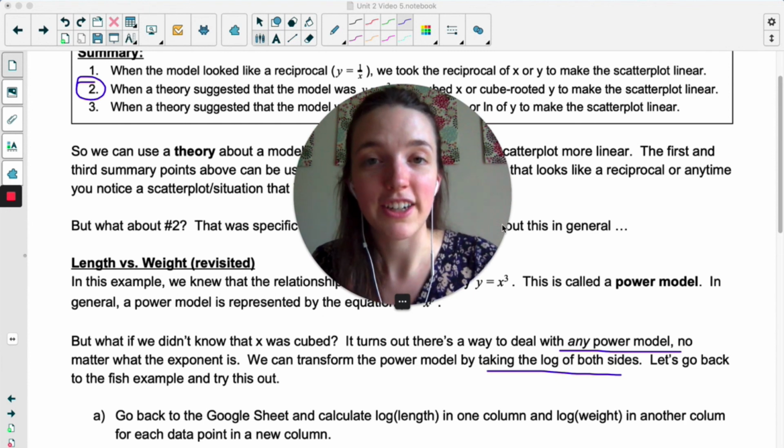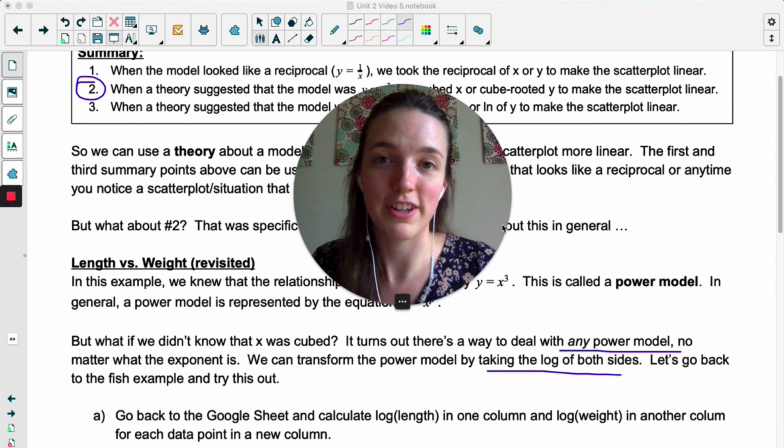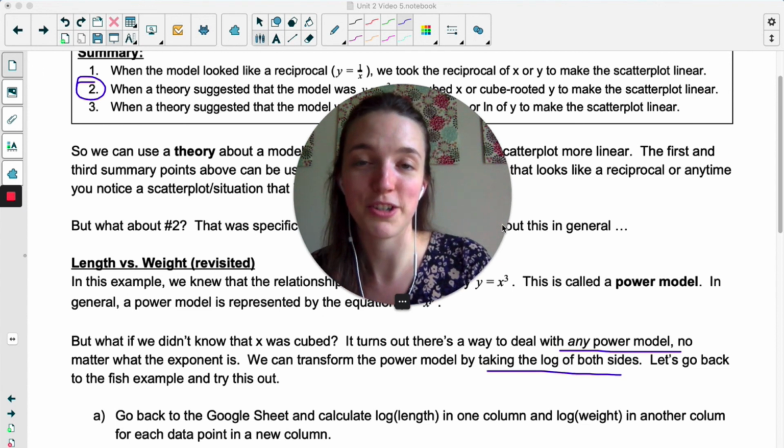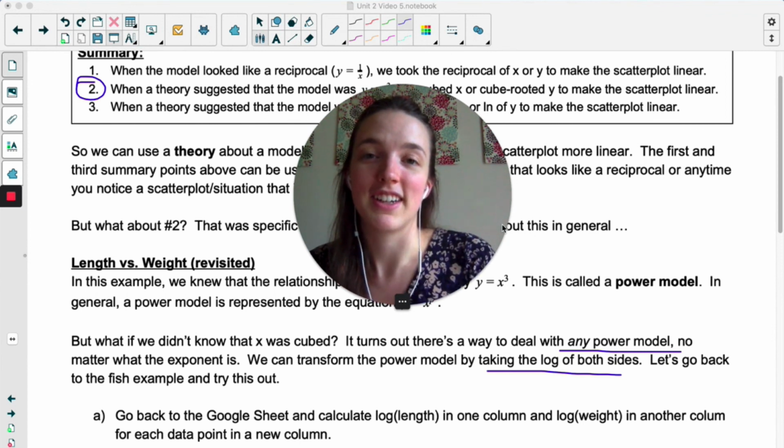But in the end, linearizing any nonlinear data opens up all of the tools that we've learned in this unit so that you can actually analyze it. So even though it is kind of challenging to keep track of all these different theories, it does make it so that we can analyze data, and that's awesome.